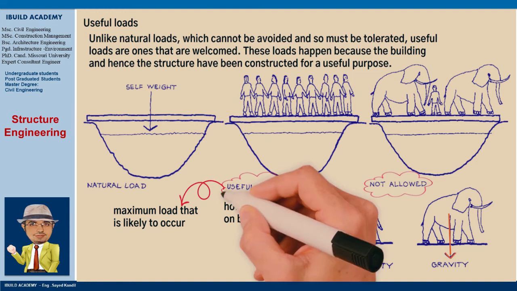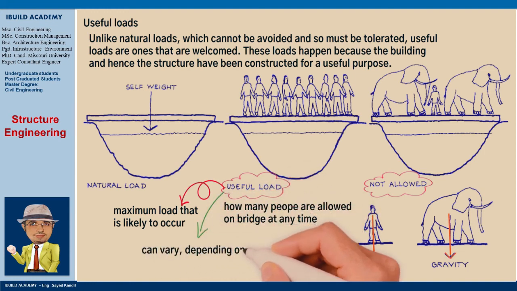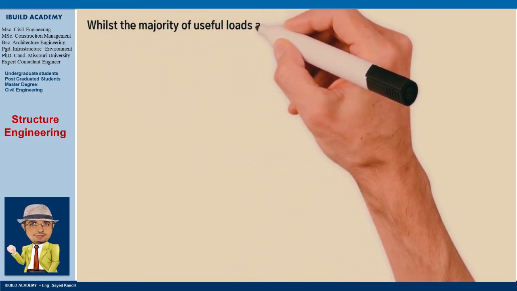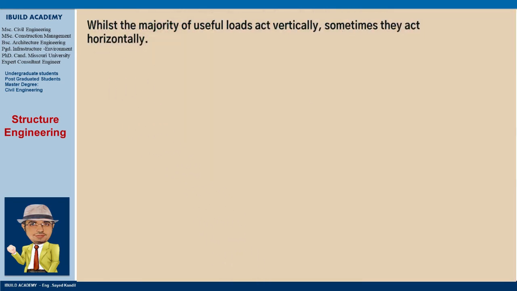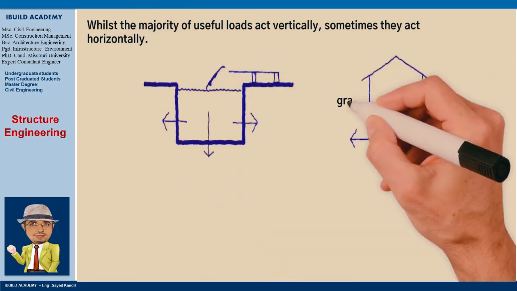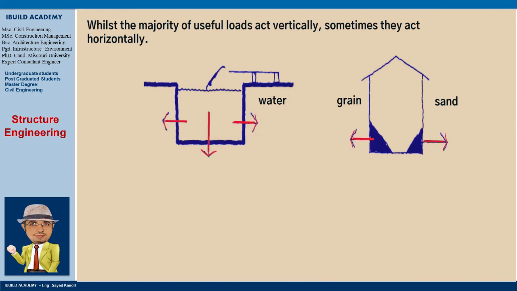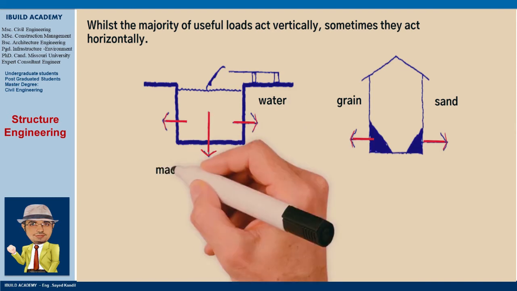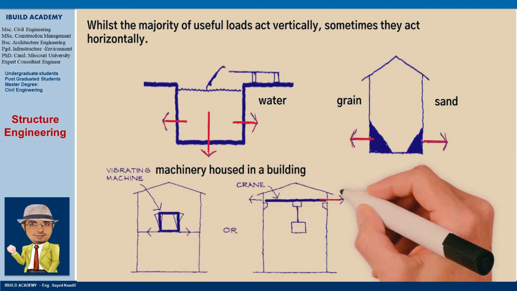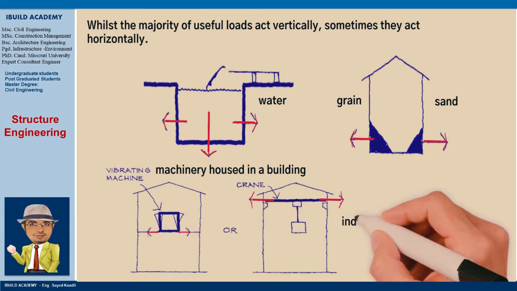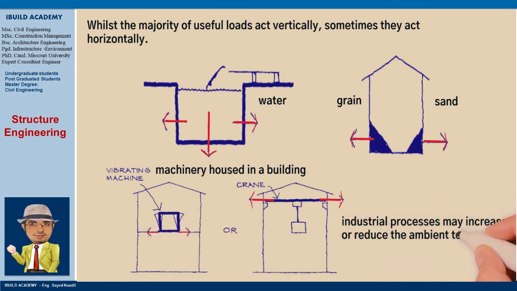Unlike natural loads, useful loads can vary enormously, depending on the use of the building, which may have to carry anything from railway trains to sleeping people. Whilst the majority of useful loads act vertically, sometimes they act horizontally. It may be useful to store sand, grain or water, and these will cause useful earth or water pressure loads. Also, rather like earthquakes, machinery housed in a building may tend to shake a building sideways, causing another type of useful horizontal load. Again, industrial processes may increase or reduce the ambient temperature, giving useful temperature loads.